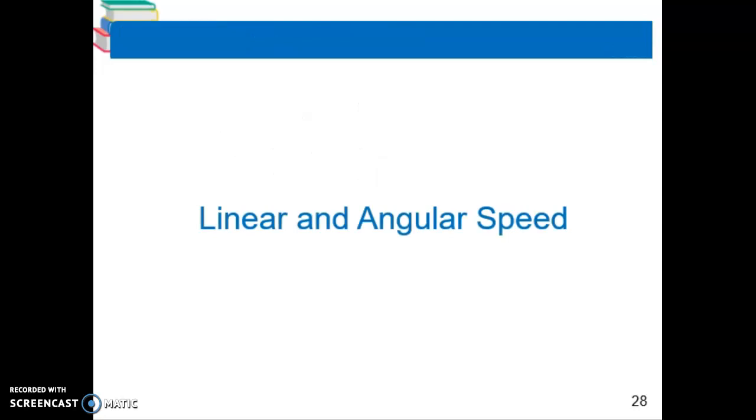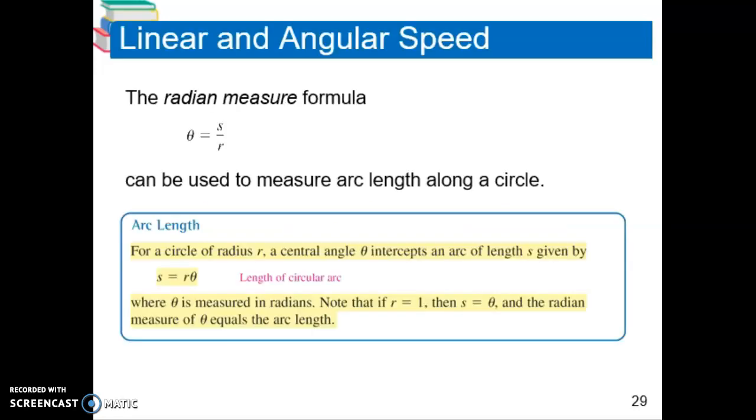Another really important topic is linear and angular speed. One of the first things that we start with is how do you find an arc length? For any circle with a given radius r, the central angle theta intercepts the arc. You can find the arc length using this very simple formula. S, the arc length, is equivalent to the radius multiplied by theta, where theta should always be given in radian measure. Let's take a look at an example.